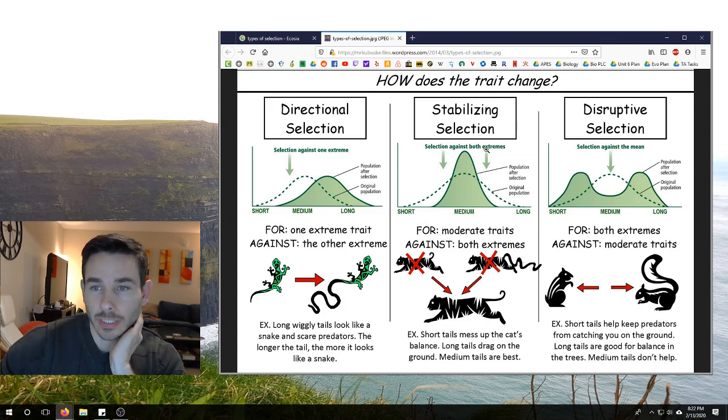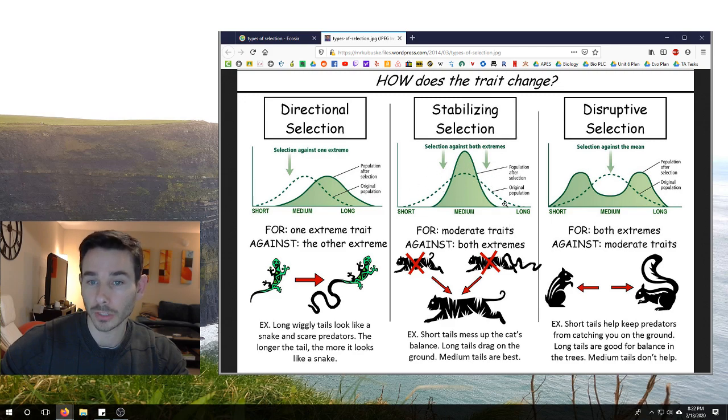So here's your three types of selection, right? Directional is selected against one of the extremes. The example here looks like tails. The longer the tail, the more it looks like a snake. So it's selected for, which means shorter tails are selected against. And so over time, the average length of the tail increases.